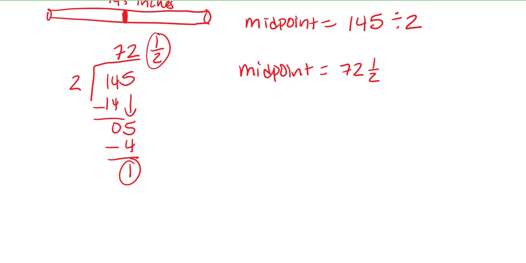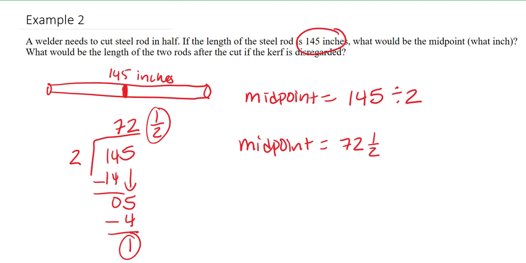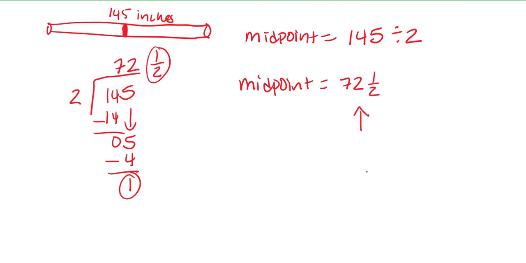So now we need to answer the second question, which would be what would be the length of the two rods after the cut if the kerf is disregarded. Well, each one is going to be 72 and a half inches long, right? So each rod would then be 72 and a half inches.